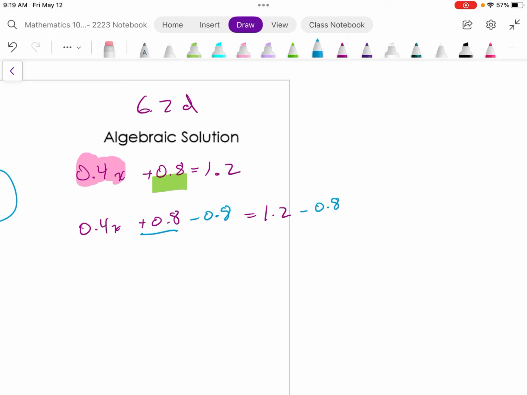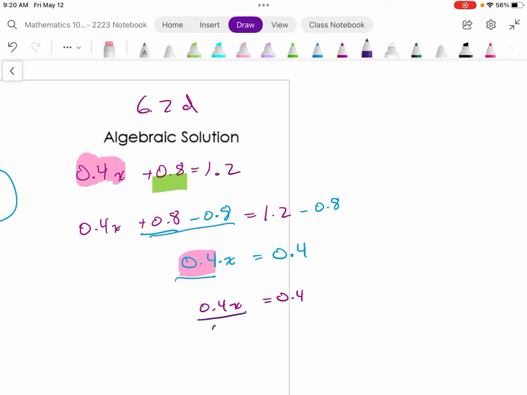Now, if you notice, I'm showing my thoughts. I'm subtracting 0.8 from both sides, and what we have here is 0.8 minus 0.8 is 0, leaving 0.4x. And this is equal to 1.2 minus 0.8 is 0.4. So I have 0.4x is equal to 0.4. I know what to do here. Now 0.4 is just like any other number like 2. So 0.4 times x, I need to undo multiplying by 0.4. So I'm going to divide both sides by 0.4.